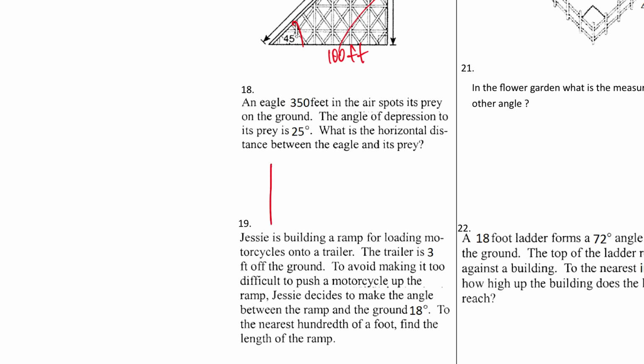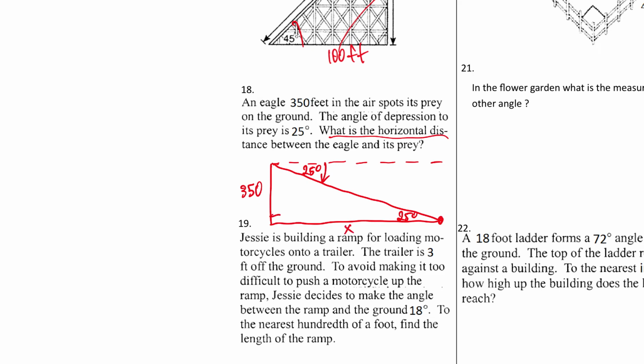Okay, so you have this eagle that is 350 feet in the air. It spots prey, a mouse or something, down here. The angle of depression is 25 degrees. Remember, that's from here to here, so we're going to put that in here. And it says, what is the horizontal distance? That's this. Okay, so I'm going to scribble out this 25 because I use that to get this angle down here.